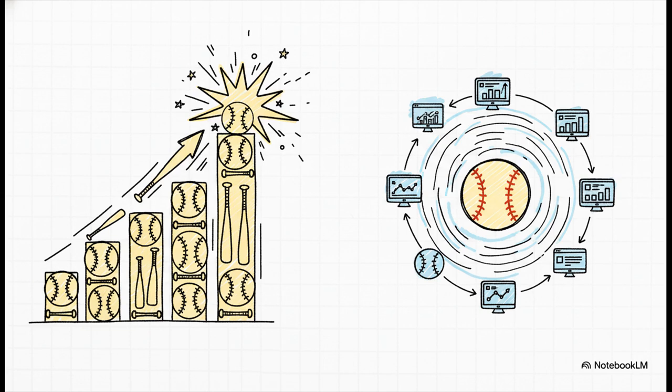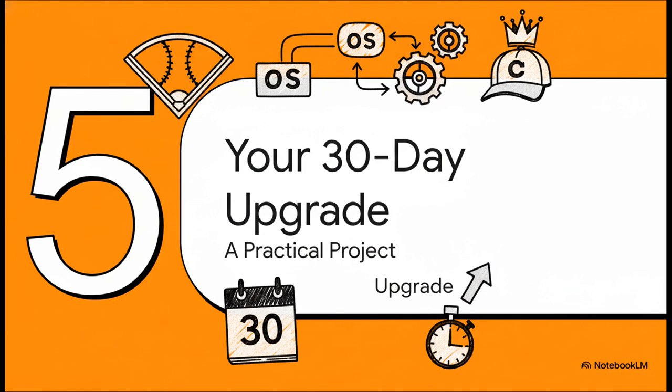But the real impact was even bigger than that. Bean's new OS didn't just win a few games. It completely changed how the entire sport of baseball evaluates talent, forever. That, right there, is the power of intentional design. But this isn't just a cool story about baseball, right? This is something you can do too.